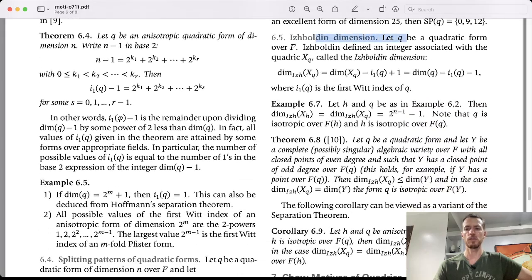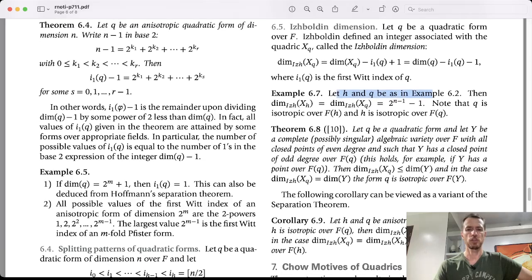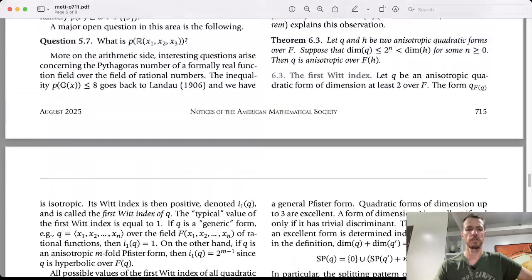Izhboldin dimension. Let Q be a quadratic form over F. Izhboldin defined an integer associated with the quadratic form Q, called the Izhboldin dimension. The Izhboldin dimension of Q equals the dimension of Q minus the first Witt index of Q plus 1, equals the dimension of Q minus the first Witt index of Q minus 1. Example. Let h and Q be as above, as in example 6.2, which was way above.